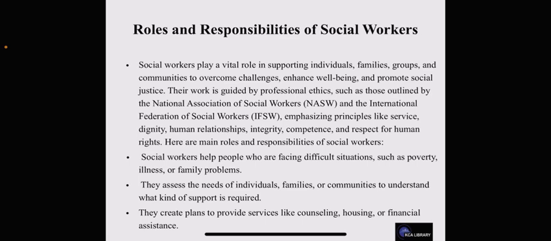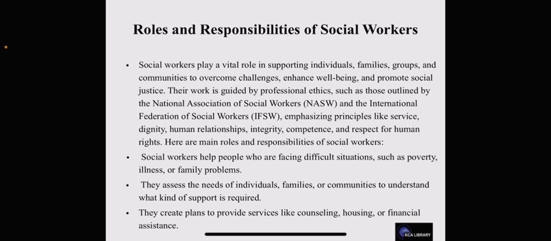So below are the main roles and responsibilities of a social worker that we can easily trace and relate to. One: social workers help people who are facing difficult situations such as poverty, illness, or family problems. This shouldn't be news to us again, because we have mentioned this over and over again in the previous subtopics. Social workers are mainly there to help people who are facing problems socially, such as poverty, illness, or family issues.